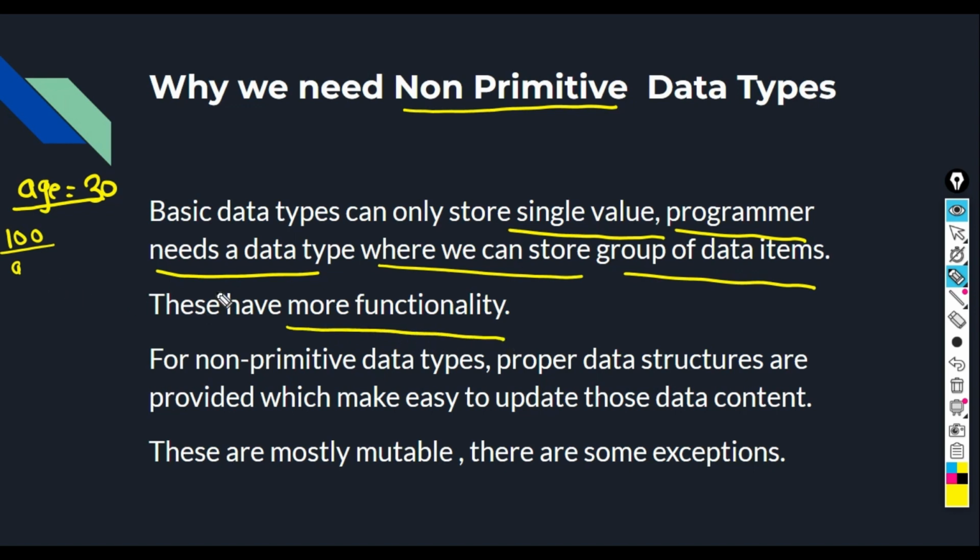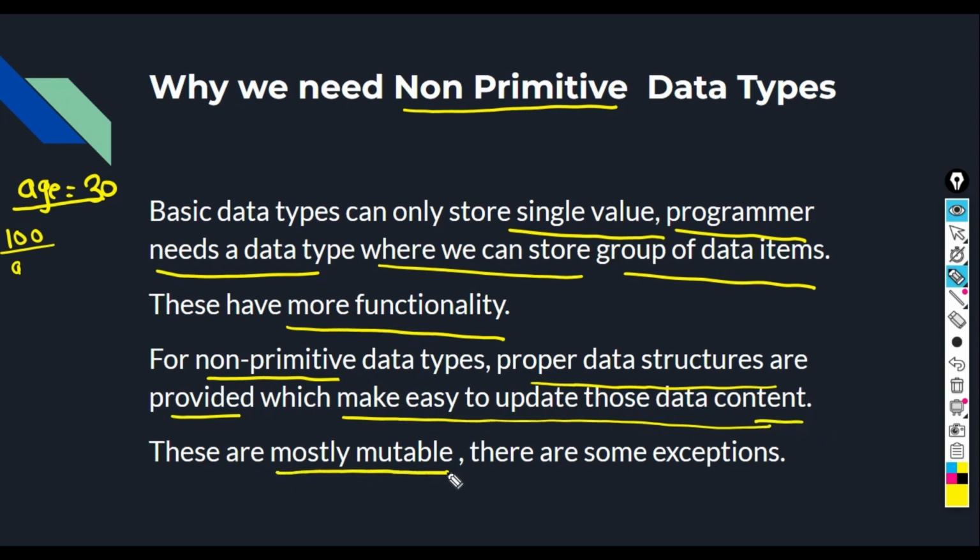Because of that functionality, you can easily add and remove elements from such data types. For non-primitive data types, proper data structures are provided, which make it easy to update the data content. This is very important. And these non-primitive data types are mostly mutable. Mutable means changeable, means you can add and remove elements dynamically. So this is the mutability. There are some exceptions, which we will see later.